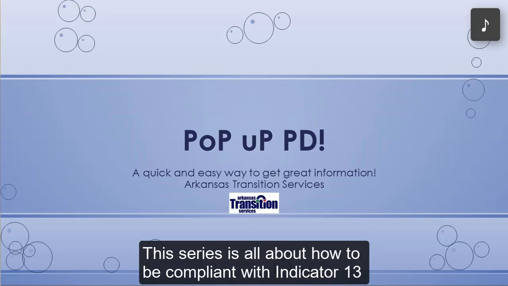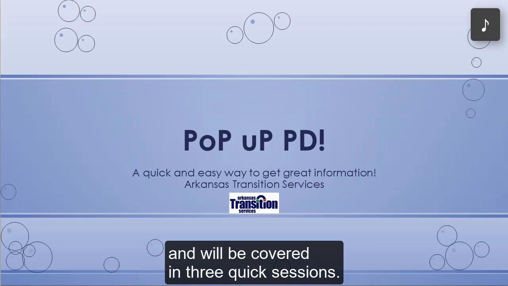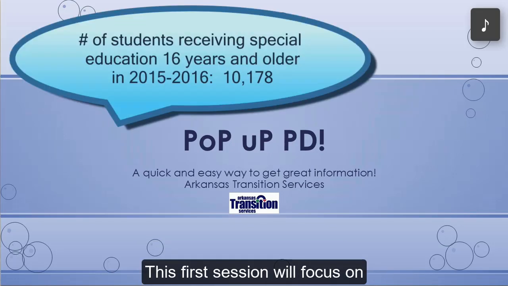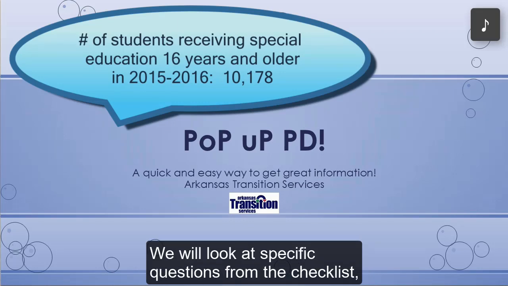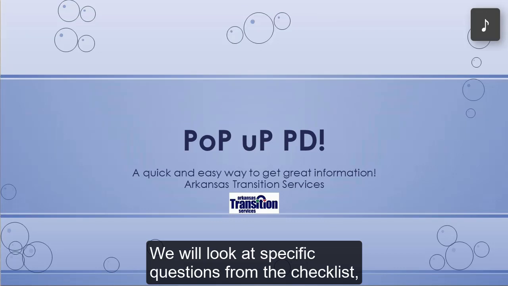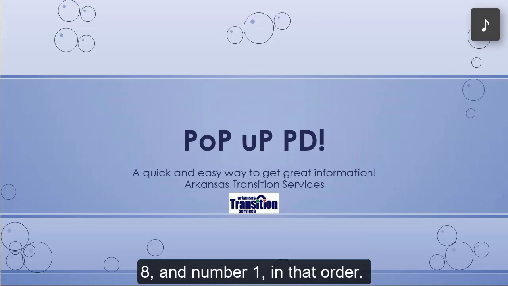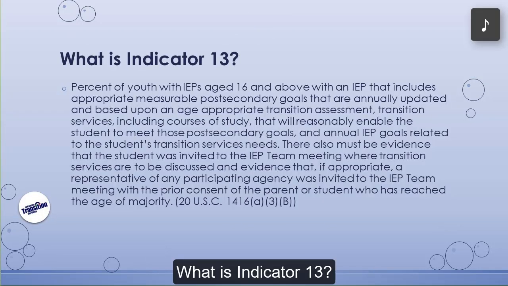This series is all about how to be compliant with Indicator 13 and will be covered in 3 quick sessions. This first session will focus on 3 parts of the Indicator 13 checklist. We will look at specific questions from the checklist, starting with questions number 7, 8, and number 1 in that order.